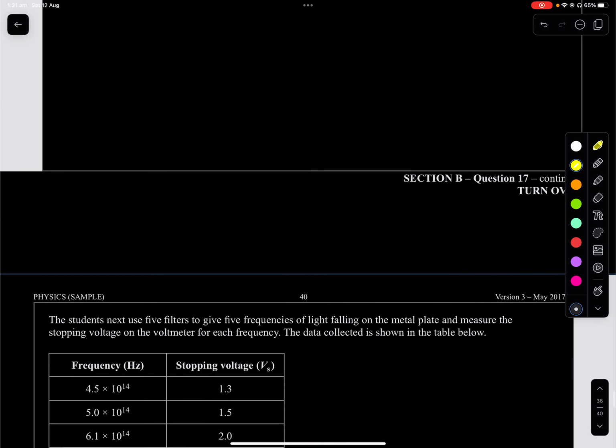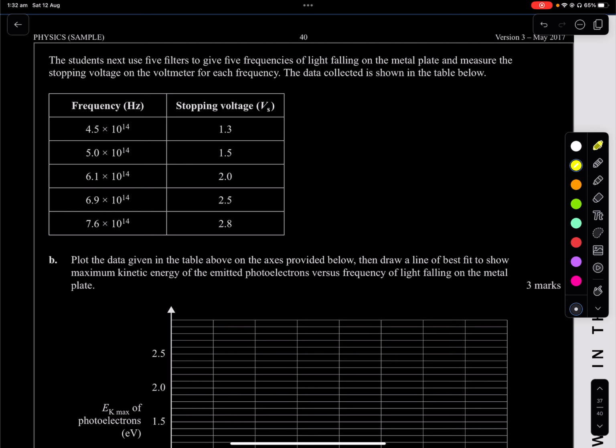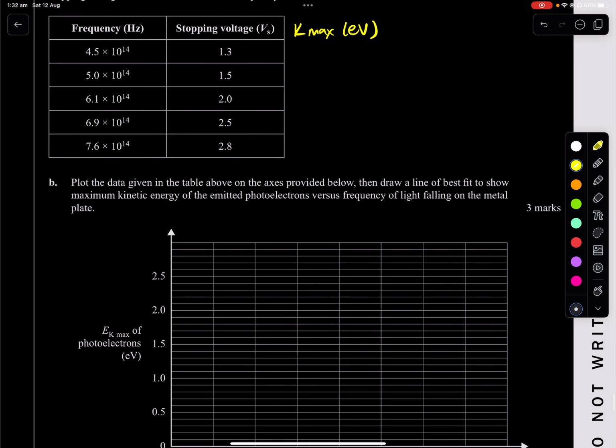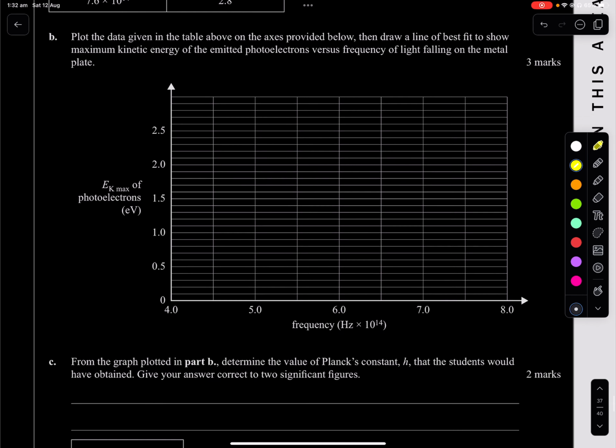That's that. The students next use 5 filters to give 5 frequencies of light falling on a metal plate and measure the stopping voltage on the voltmeter for each frequency. The data collected is shown. So the stopping voltage is just the K max, but in electronvolts. Remember that, guys. Plot the data given in the table on the axis provided, then draw a line of best fit to show the maximum kinetic energy of the emitted photoelectrons versus the frequency of light falling on the metal plate. Very easy.